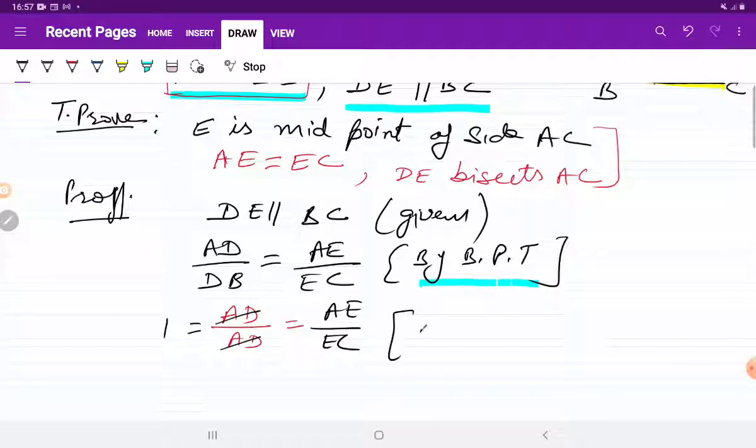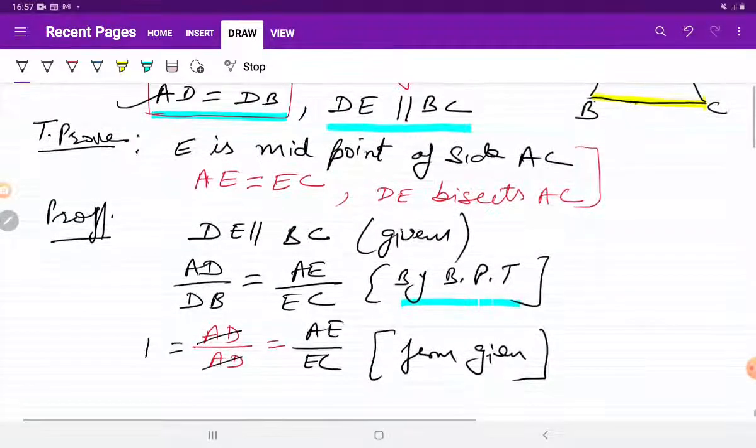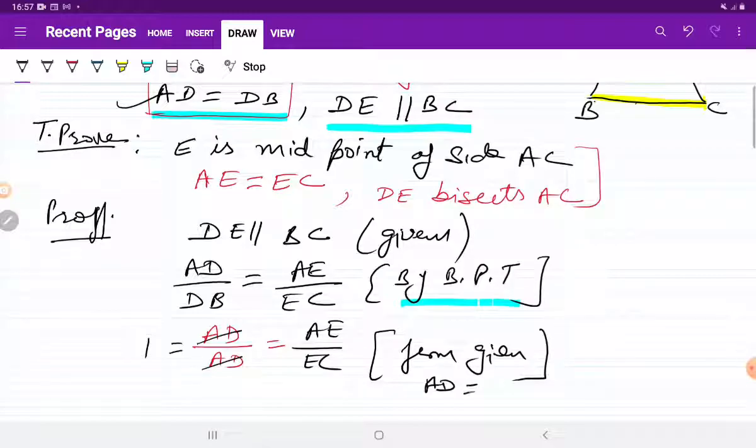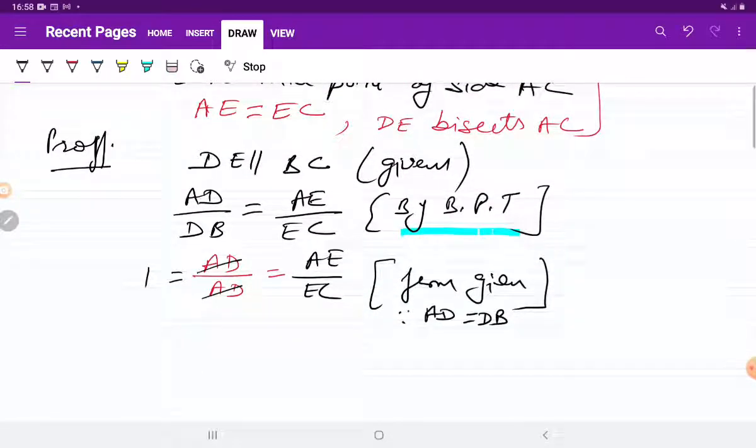So you can write this from the given, because D is a midpoint of AB. We are using this result here, because AD is equal to DB, and we are substituting this value here and we get the result 1. So always write the reasons why, don't come to the result directly. Write the reasons behind it so that you don't lose your marks. Okay, you can get full marks. So this is equal to 1.